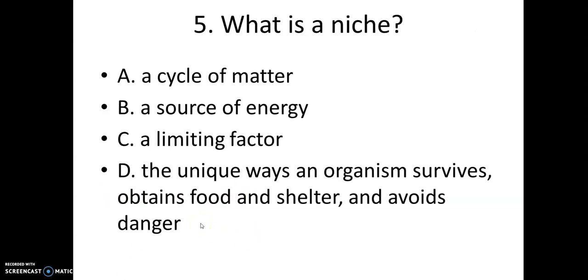Question 5. What is a niche? Is it A, a cycle of matter, B, a source of energy, C, a limiting factor, or D, the unique ways an organism survives, obtains food and shelter, and avoids danger? So, a niche is like your role in an ecosystem, what you do in an ecosystem, how you act, what your purpose is. And so that is D, the way an organism survives, obtains food and shelter, and avoids danger. That is a niche.